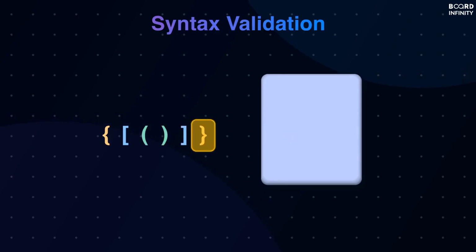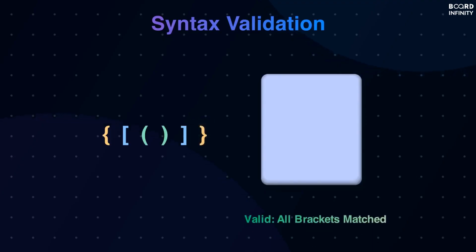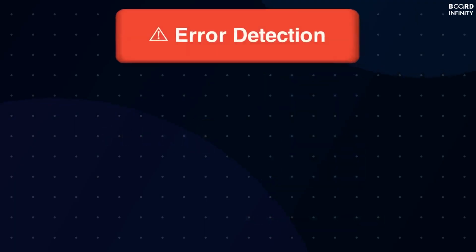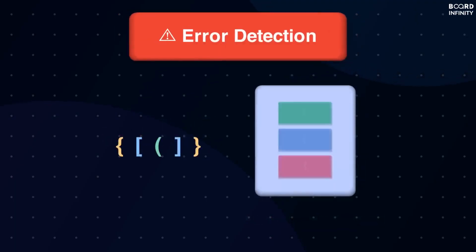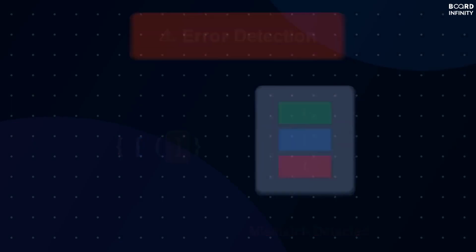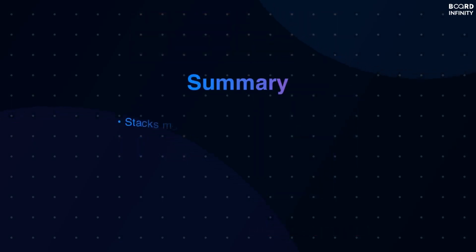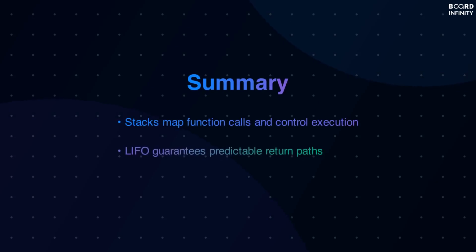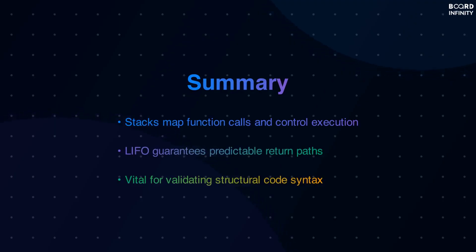After processing the entire expression, if the stack is empty, it signifies that all brackets have been correctly matched and the syntax is valid. But what happens when there's a mismatch? If a closing bracket does not match the top of the stack, it immediately signals a syntax error, preventing incorrect code from executing. To summarize, stacks power function calls, enabling proper execution flow, and they are also critical for validating syntax, ensuring your code adheres to structural rules.